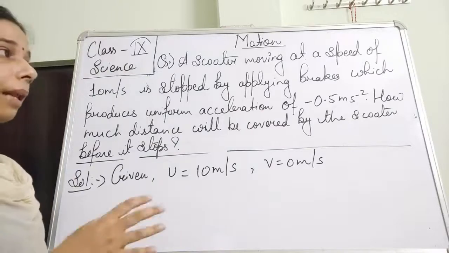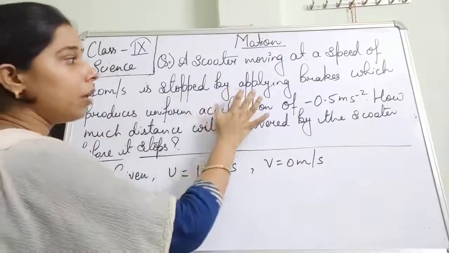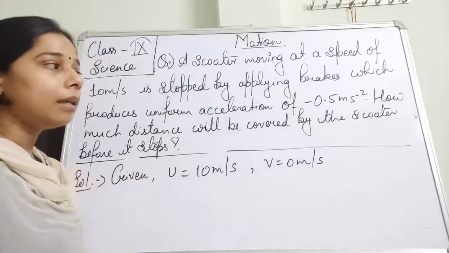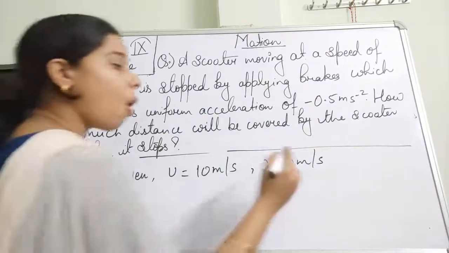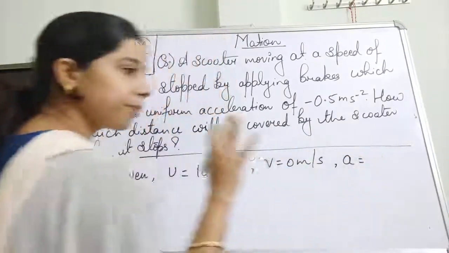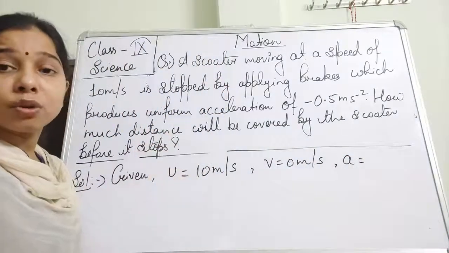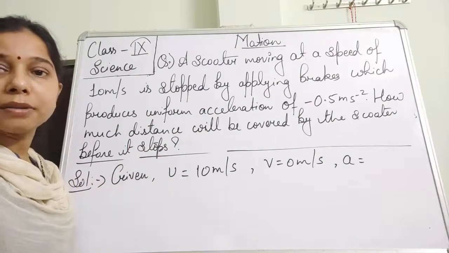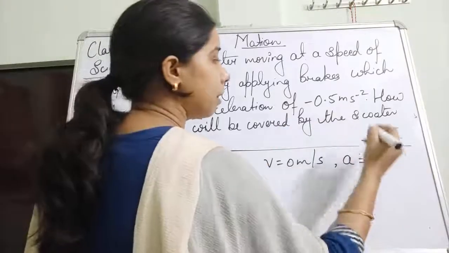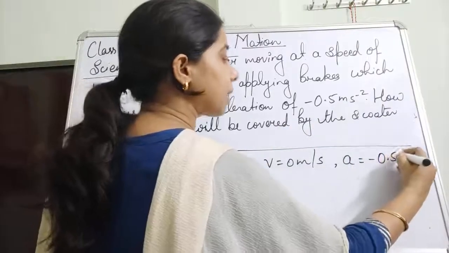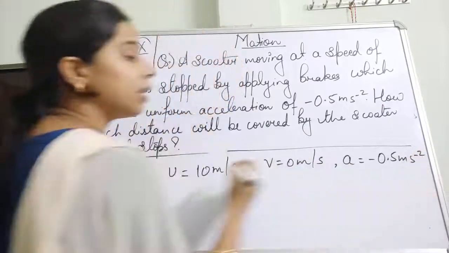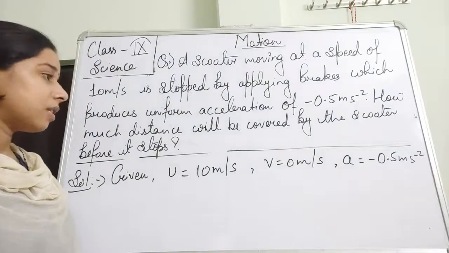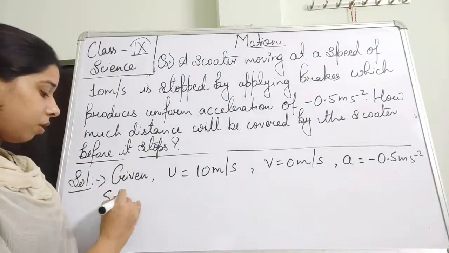Then by applying a brake, the scooter is stopped, which produces a uniform acceleration of minus 0.5 meter per second square. Obviously, if the object stops by applying the brake, the velocity keeps on decreasing with respect to time, and this we also call retardation, or a negative acceleration, and that is why the acceleration is negative. The thing that we have to find is how much distance the scooter will cover before it stops.